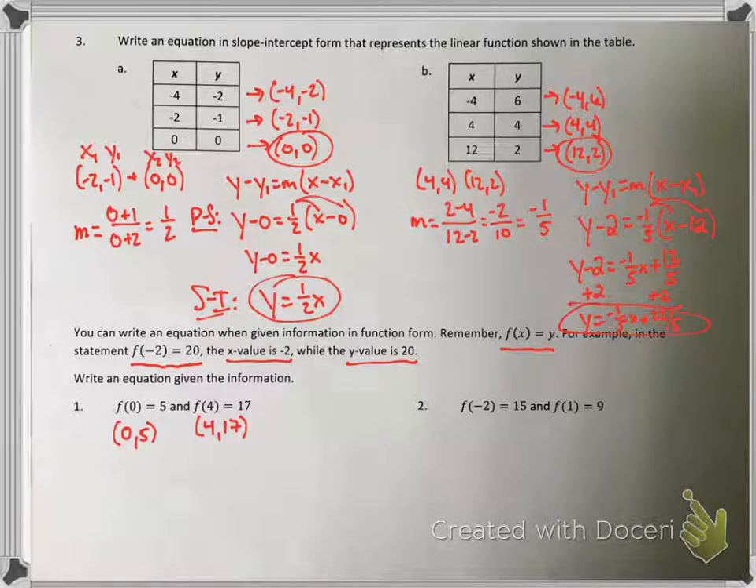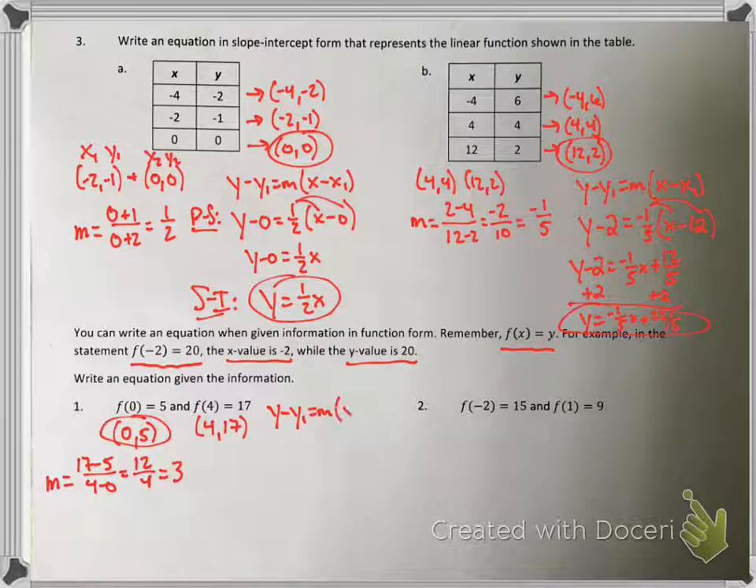Guess what? This looks exactly like what we just did up in the problems with the tables. I have 2 points. If I have 2 points, I can use them to go find the slope. So once again, I'm going to use my slope formula, 17 minus 5 over 4 minus 0. So I'll get 12 over 4, which is equal to 3. I have my slope. I have a couple points to choose from. I'm going to go ahead and use the point 0, 5 because there's a 0 involved. And I'm going to go ahead and write out my equation.